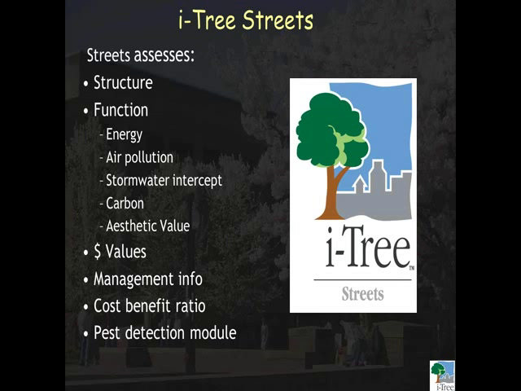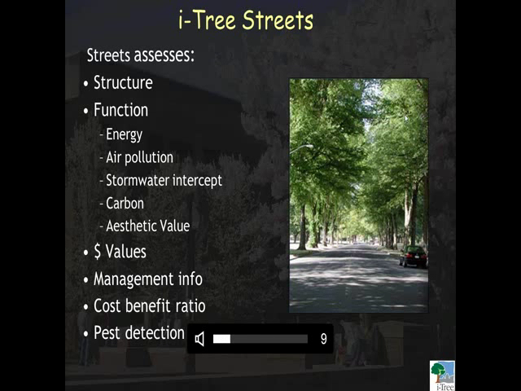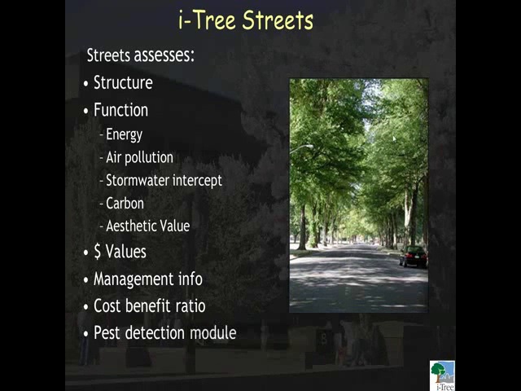iTree Streets is a tool that was developed by Greg McPherson's team at the University of California, Davis, also part of the Forest Service. It is designed for assessing trees in the right-of-way, hence the name iTree Streets. It is based on research that was conducted in reference cities, and I'll talk a little bit about that. The idea is that you can use structural information, tree species and DBH, to determine functional values for those trees: energy conservation, stormwater interception, carbon sequestration, aesthetic values, monetary values, and also some management information.